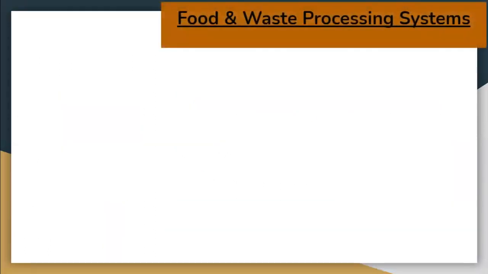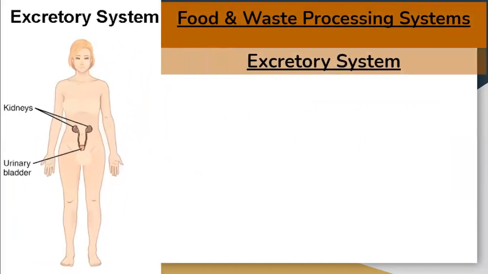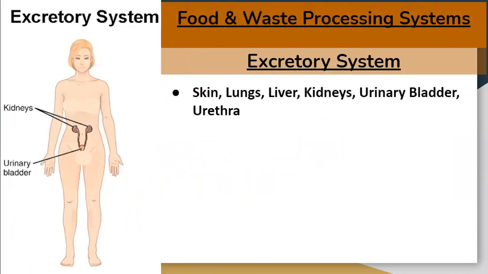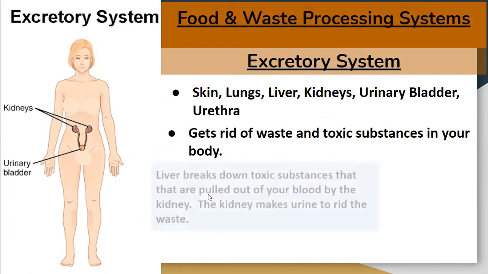Okay, another food and waste processing system is the excretory system. So there's an example of the excretory system. You have the skin, which actually gets rid of toxins. You have the lungs, the liver, the kidneys, the urinary bladder, and the urethra. This gets rid of waste and toxic substances in your body. You have to be able to get rid of your waste.